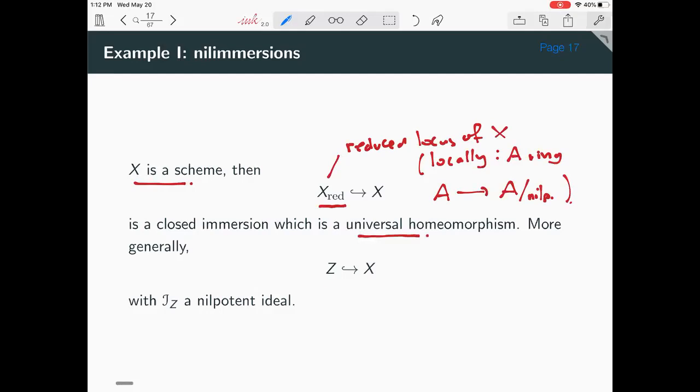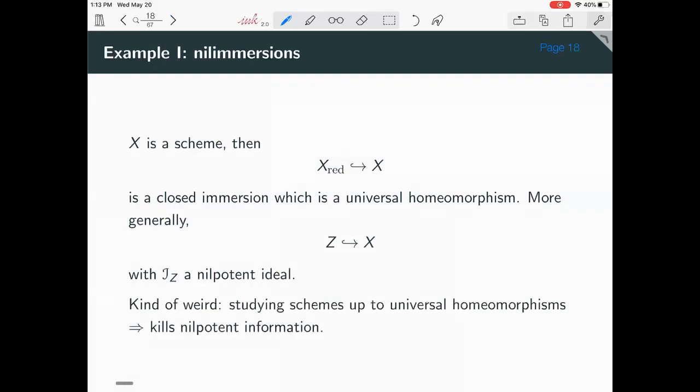And more generally, any nilpotent immersion, so any closed immersion with a nilpotent ideal sheaf, is a universal homeomorphism. So you only really care about the underlying topological information of X. And you should expect this kind of killing nilpotents to be such an example. And it's kind of weird, right?